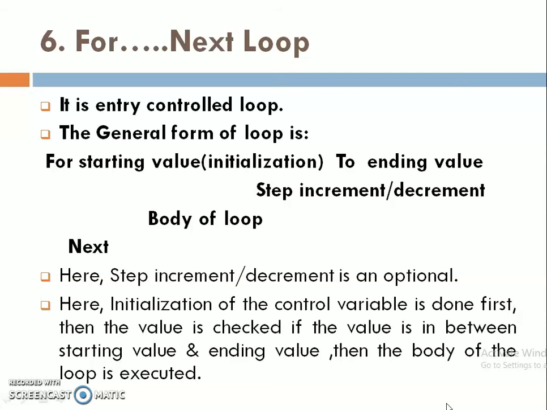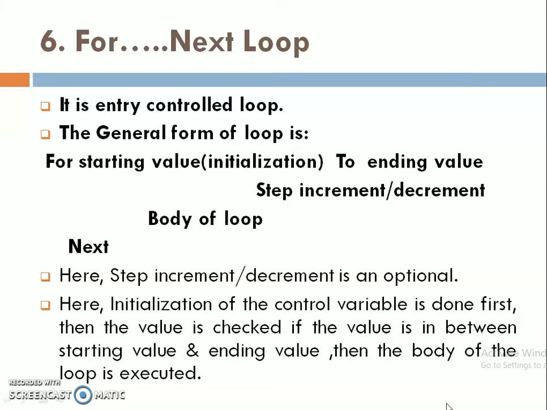Now the general syntax of for next loop is: we write first the for word, then give the initial value of the variable, then write the to word and give the ending value of the variable, and then write the step word and give the increment/decrement value of the variable. Then write the body of the loop statement, and after closing this loop we write the next word. Here the step increment/decrement is optional.